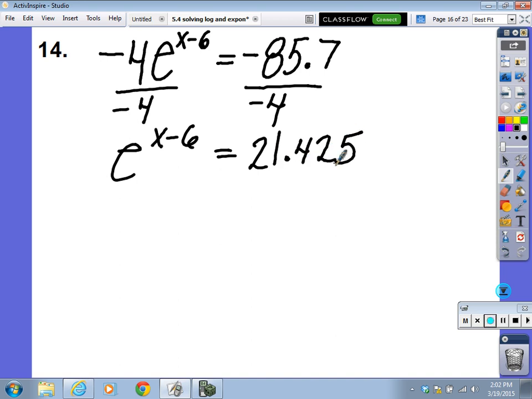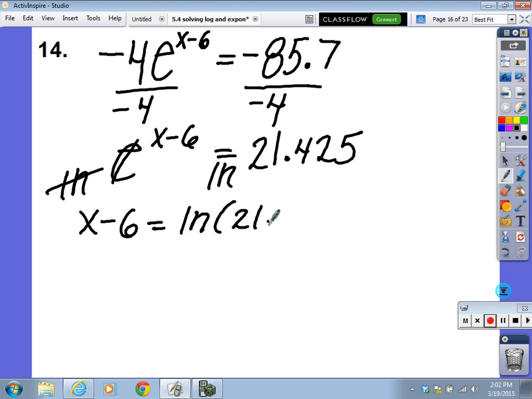Now, notice we're trying to solve for x, and it's stuck up here in our exponent. So like I said, you can apply the inverse, which is natural log. So we're not going to take the log of this, we're going to take the ln. If you do it to this side, you've got to do it to this side, so we're going to take the ln of both sides. So ln undoes e on this side, and that leaves us with x minus 6 is equal to the ln of 21.425, and you'll just put it into your calculator. So just like a log, ln's work the same way. It's just if it's e, you have to use ln, natural log.